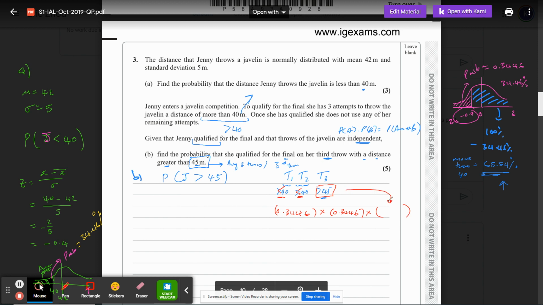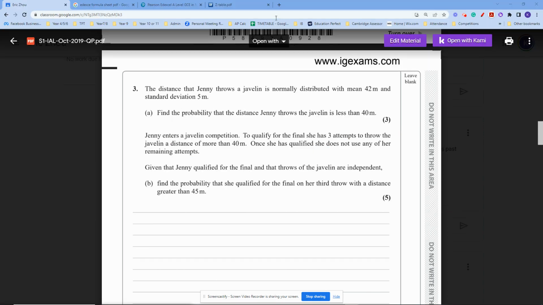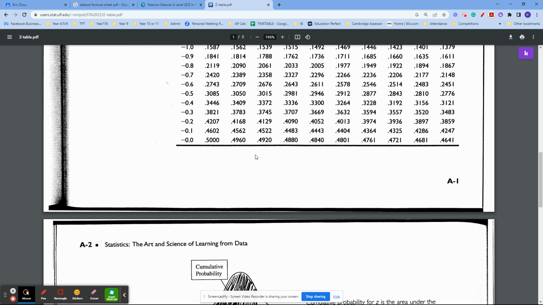And now we need to calculate the probability that she gets greater than 45, which means we've got to recreate the z value: x minus x bar over sigma. That's 45 minus the mean, which is 42, over 5, which comes to 3 over 5, which is 0.6. And the probability that z is greater than 0.6 would be in that region there. That's the percentage that we want to find. So we go back to our z table, and now we're going to find the 0.6. Let's go to 0.6.